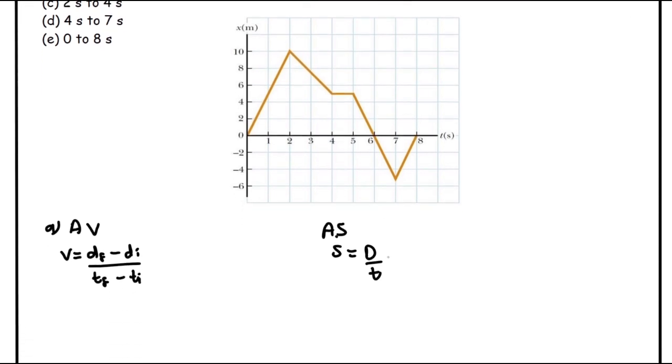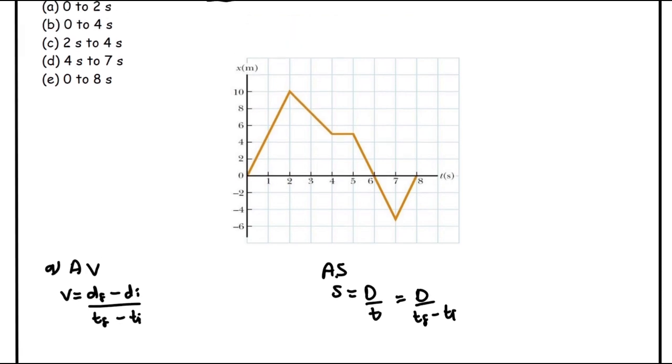But for speed, we'll say distance over the time, and we can still use the interval in the denominator. But for the numerator, the distance, we cannot say final distance minus initial distance, because distance is the total amount of space that is moved or covered. So it will just be a sum.